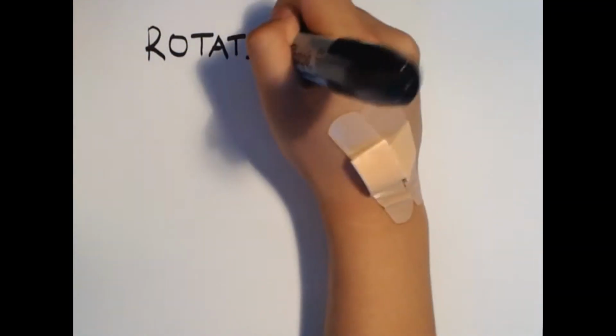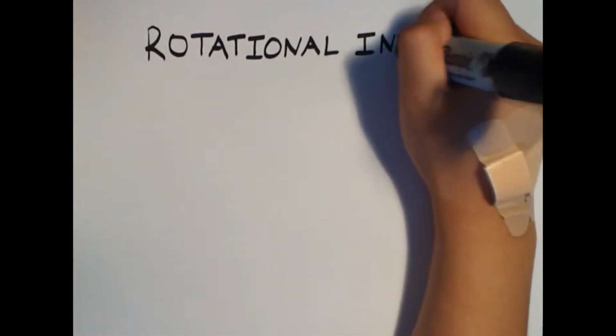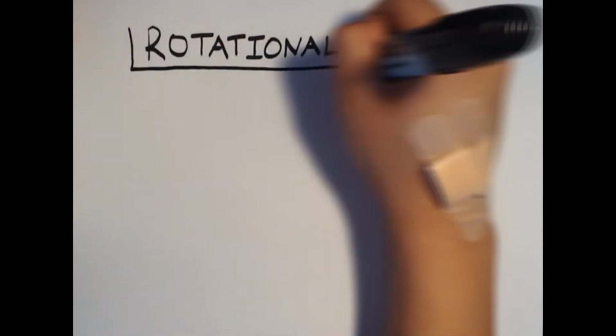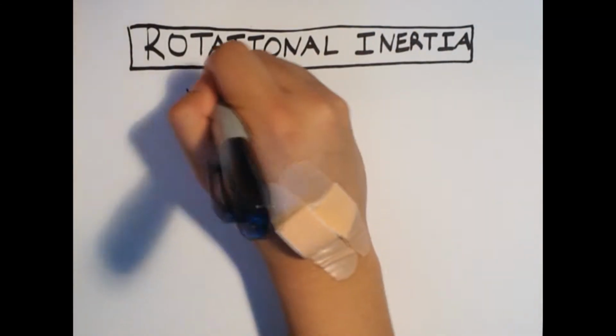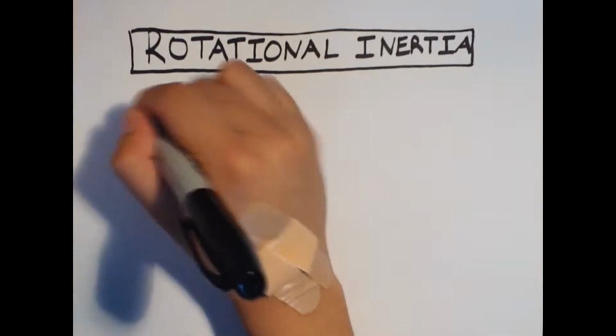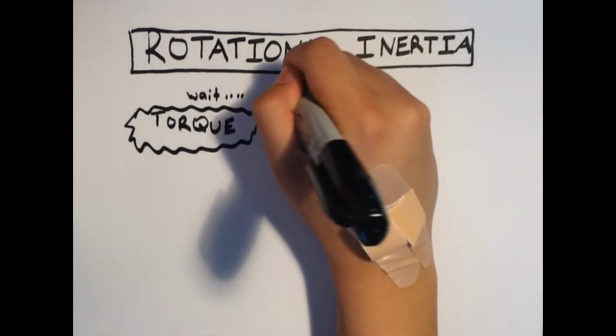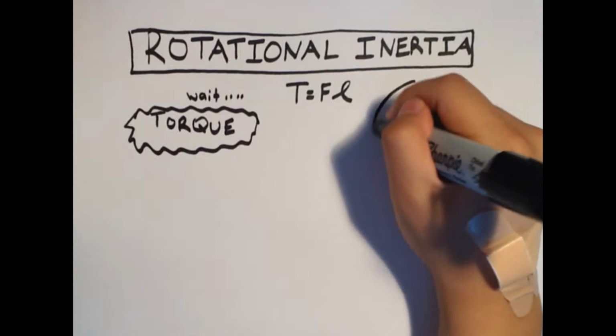Alright, hey guys. Today we're going to learn about rotational inertia. It's similar to normal inertia, but it deals with circular motion, not translational motion. But before we learn it, we gotta go over torque. Torque's really important when going over this. So torque equals force times lever arm.